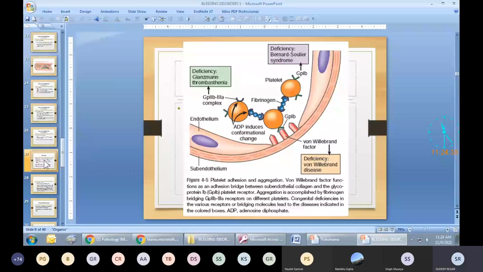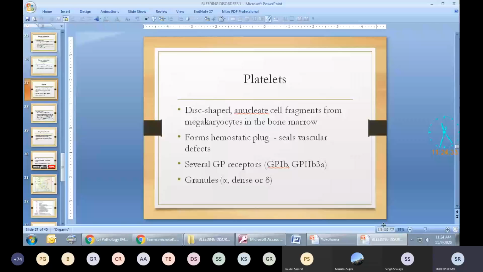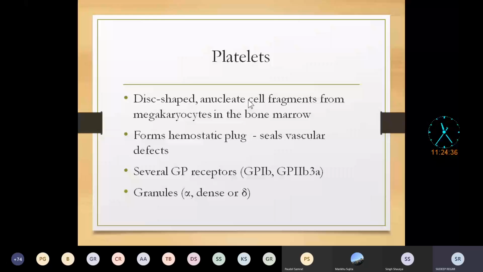Platelets are disc-shaped anucleate cell fragments from the megakaryocytes in the bone marrow. They help in forming the hemostatic plug and seal the vascular defect caused by the injury. There are several glycoprotein receptors like GP1B and GP2B3A, which we have already talked about. GP1B helps in adhesion to the von Willebrand factor, and GP2B3A helps in aggregation. And there are granules in the platelets, either alpha granules or delta granules.